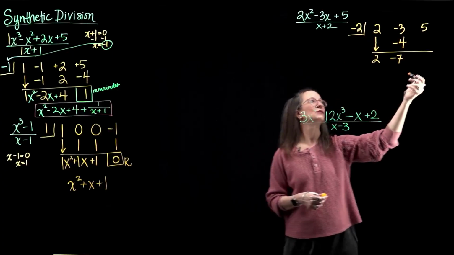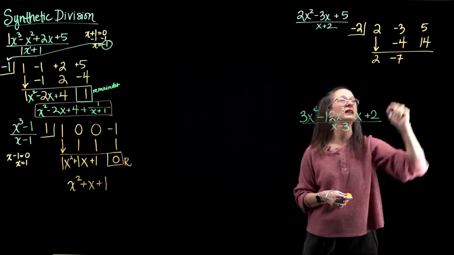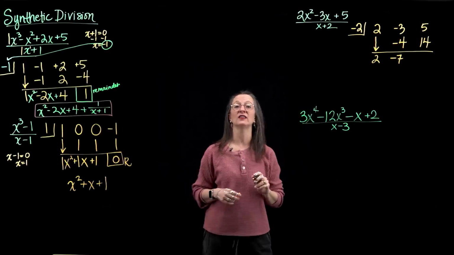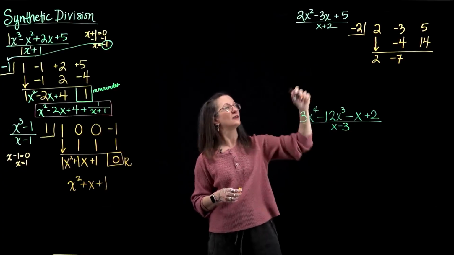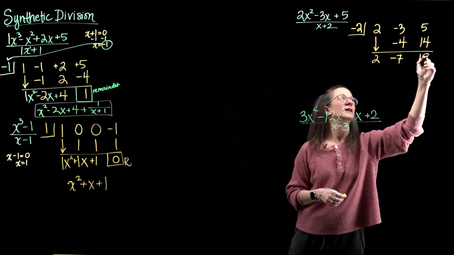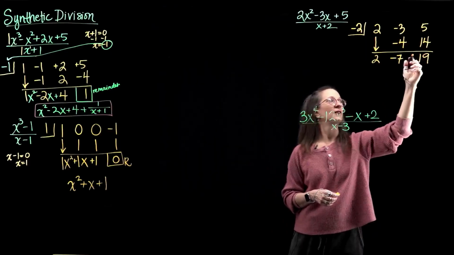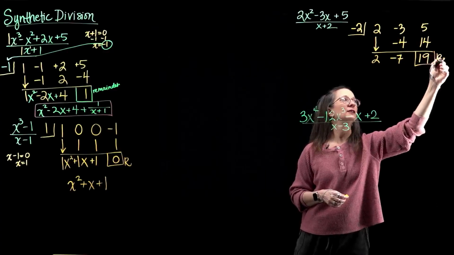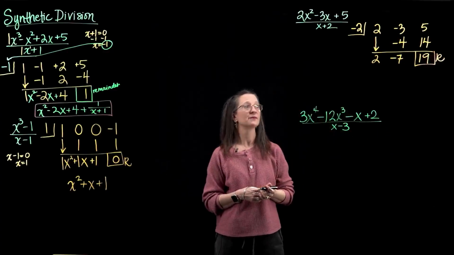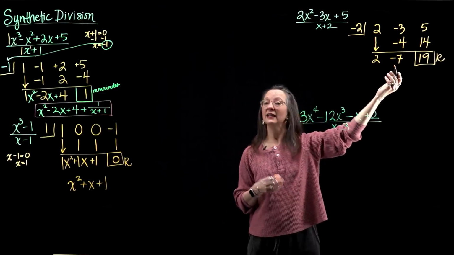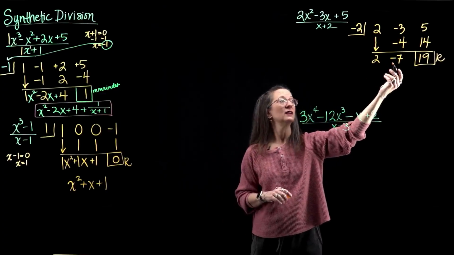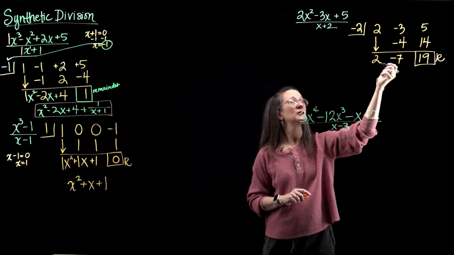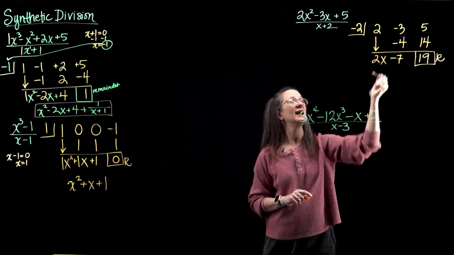-7 times -2 gives me +14. I'll write +14 underneath the 5. And then 5 plus 14 gives me 19. All right, 19 is my remainder. I'm going to put that in a box. The number to the left of it, -7, is my constant.